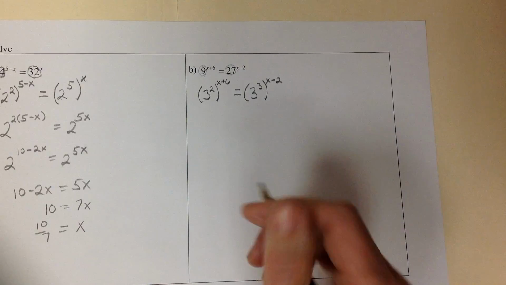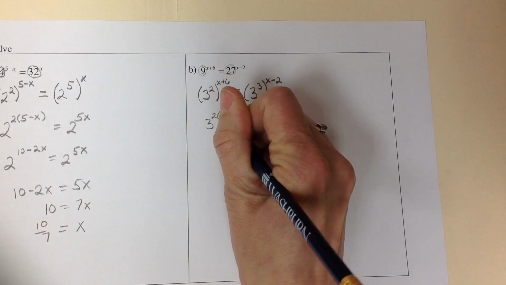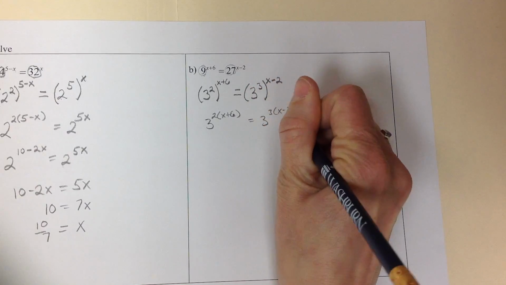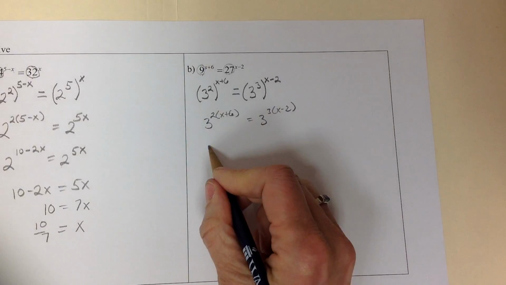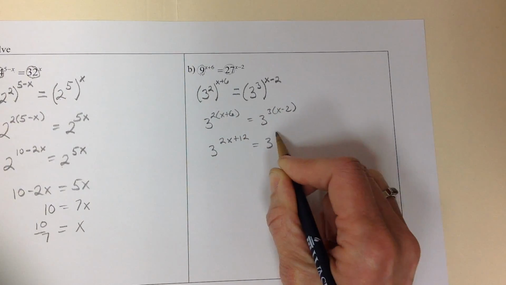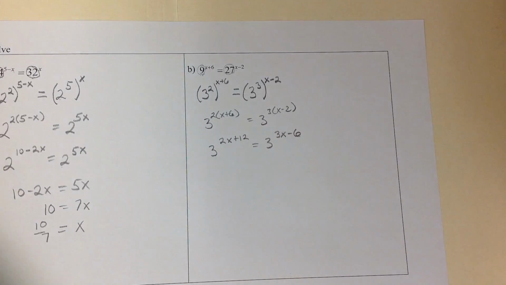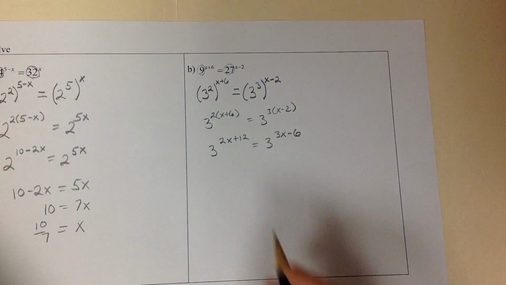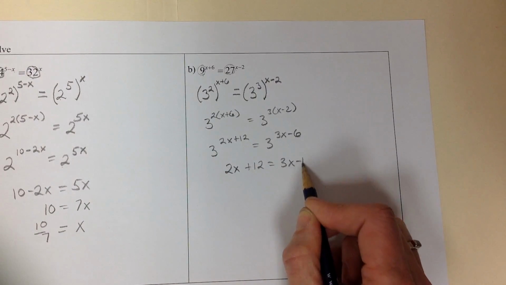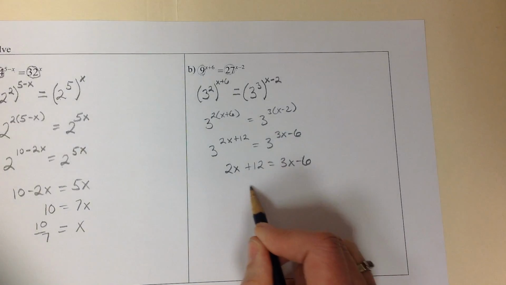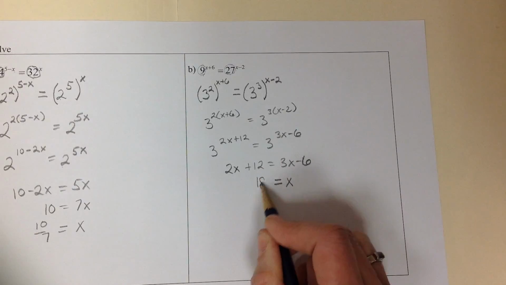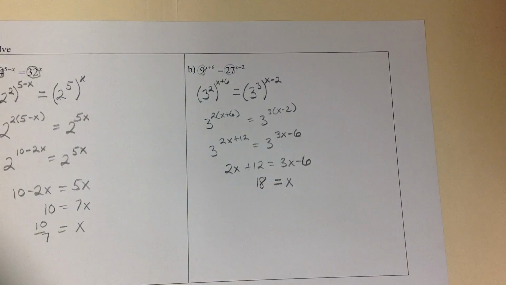Okay, now simplify with rules of exponents. Got to distribute when we multiply the exponents together. So on the left, we'll get 2x plus 12 after distributing, and on the right we get 3x minus 6. Bases are the same. Set the exponents equal to each other. So I'm going to subtract the 2x from both sides and add the 6 to come to the answer of x equaling 18.